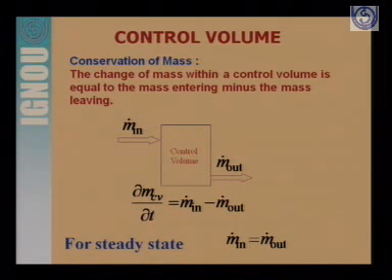So the rate of change of mass within the control volume, d/dt of m_CV, is equal to m dot in minus m dot out. For a steady state condition, as you all know, the properties are invariant with time. So d/dt of m_CV will be 0 in that case. Finally we get, for a steady state condition, m dot in is equal to m dot out. That means the rate of mass entering the control volume has to be equal to the rate of mass going out from this control volume.